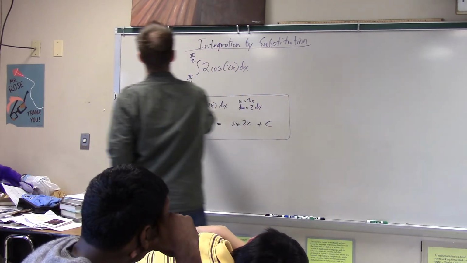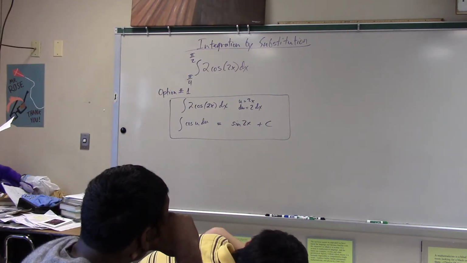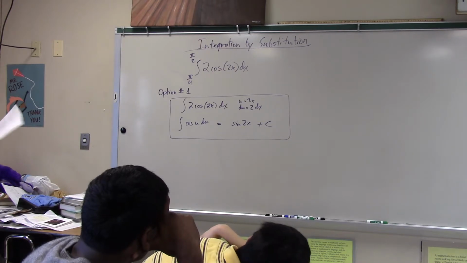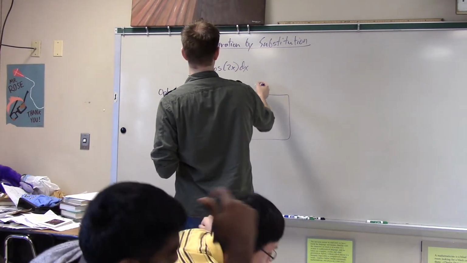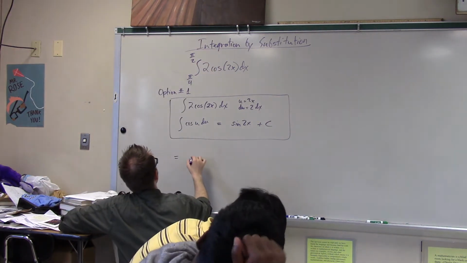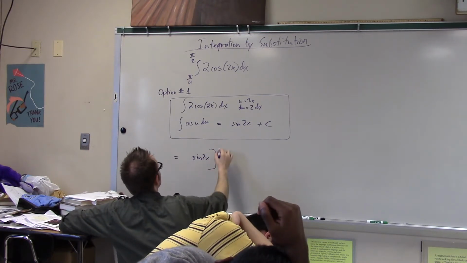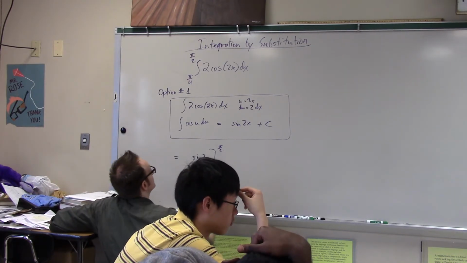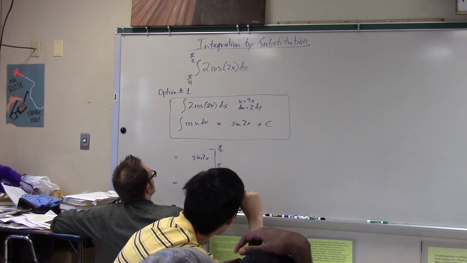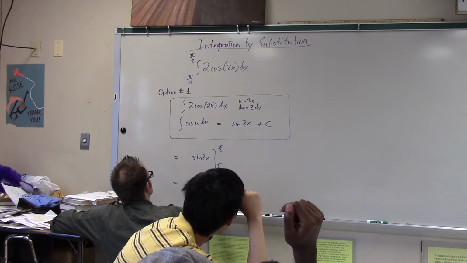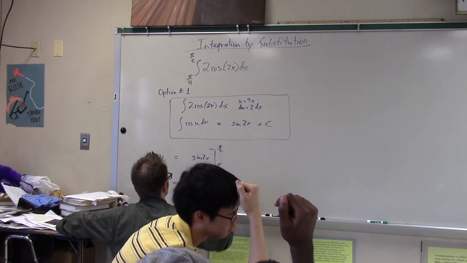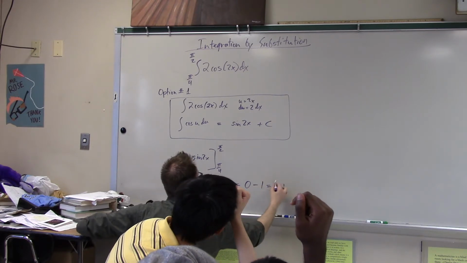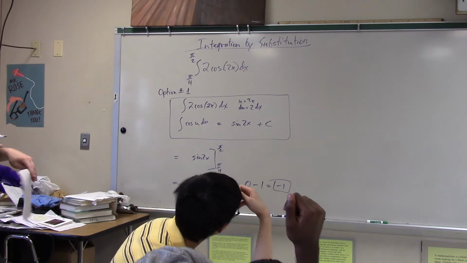Having settled that problem to my satisfaction, I now return to the original integral, and I just apply the fundamental theorem of calculus to that integral, and I get that this is, well, it's going to be sine 2x evaluated at pi over 2 and pi over 4. Everyone do that right now? I got -1.